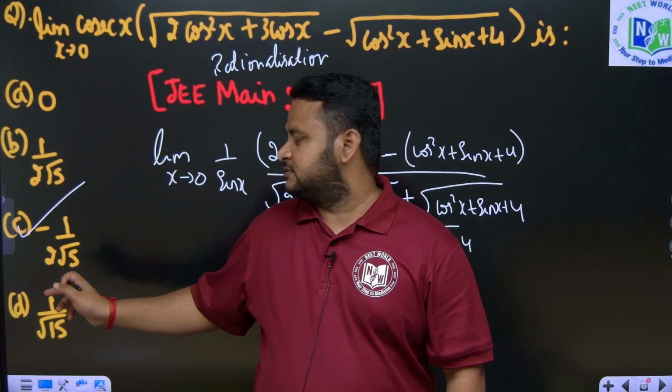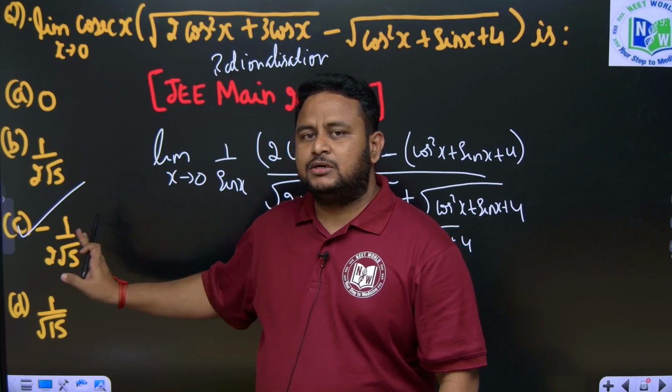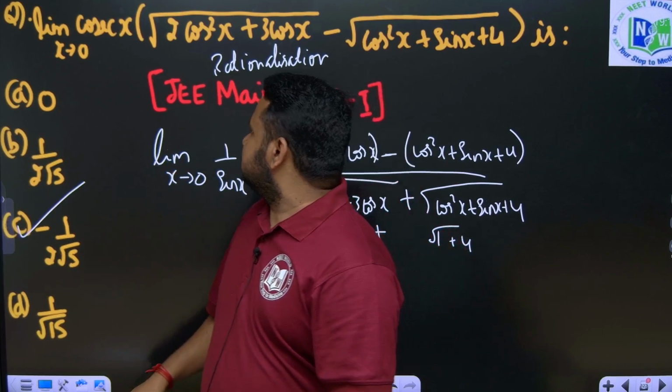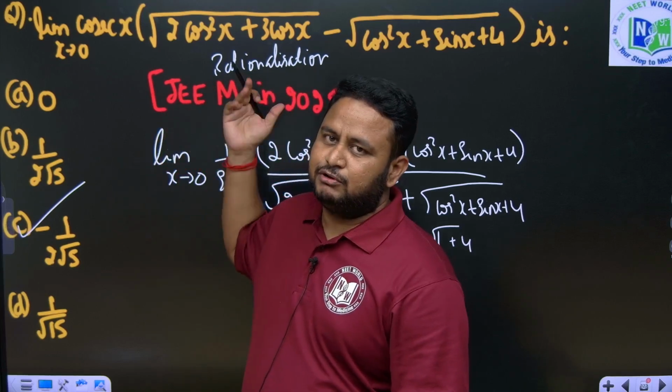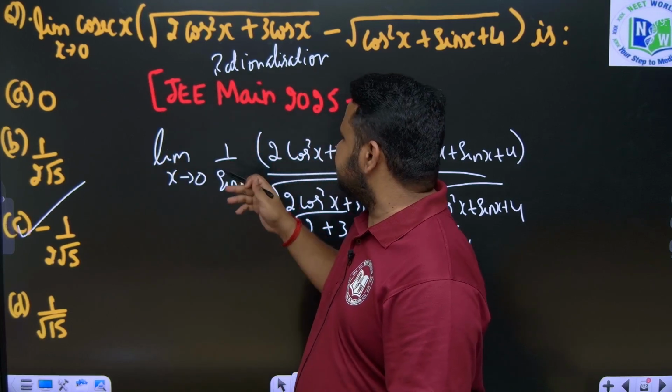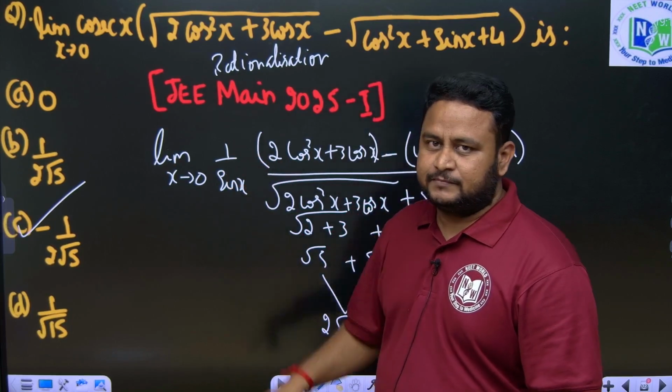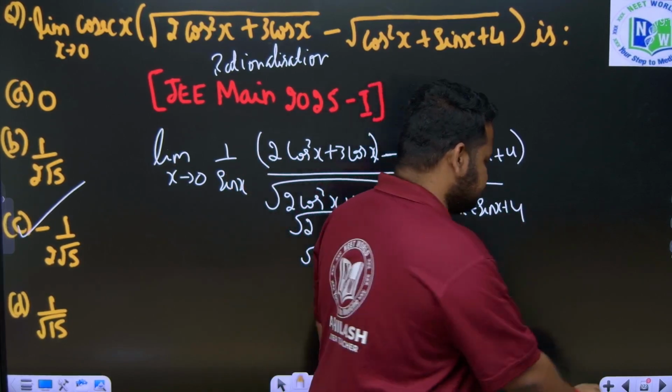Is it clear, friends? Option C is minus 1 by 2 root 5. It's a very simple question, we just have to use rationalization and then use LH rule, got it. So this was asked in JEE Main 2025. Next question, let us move to the next question.